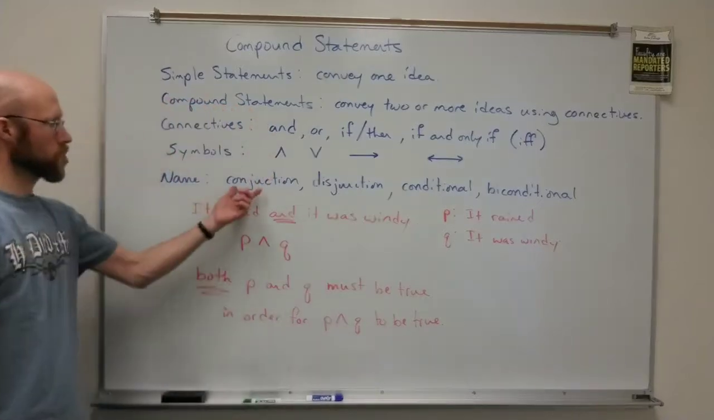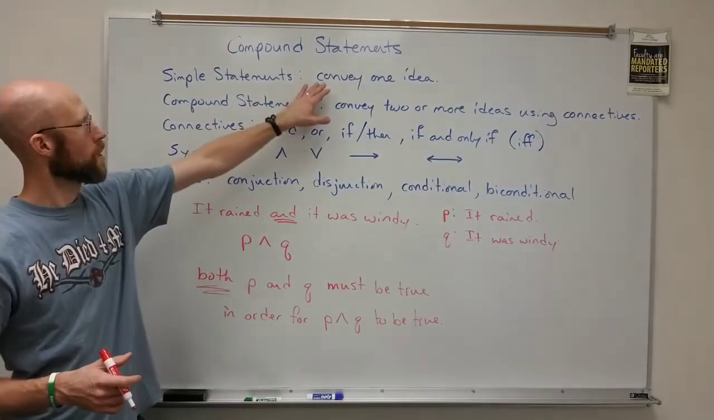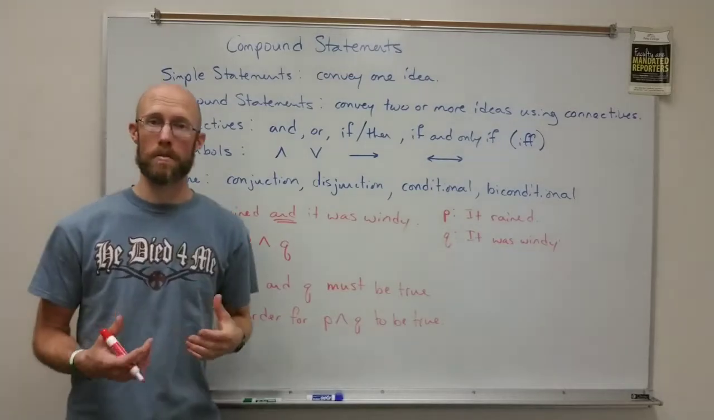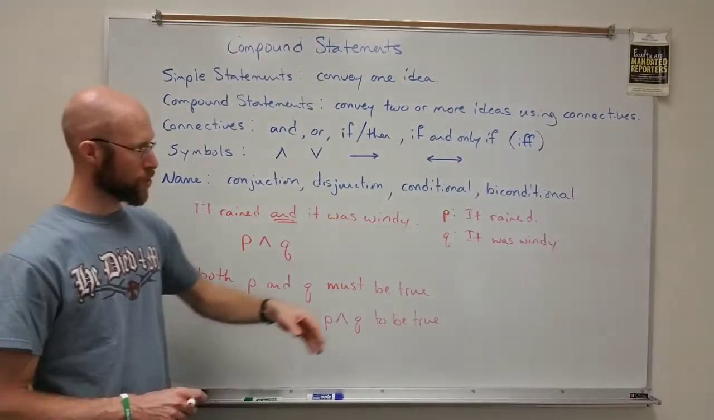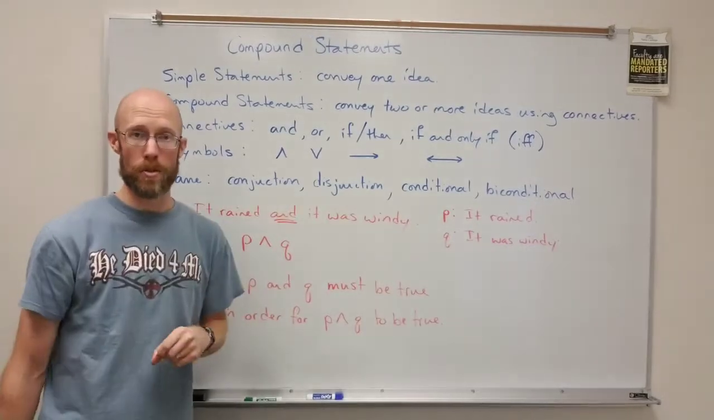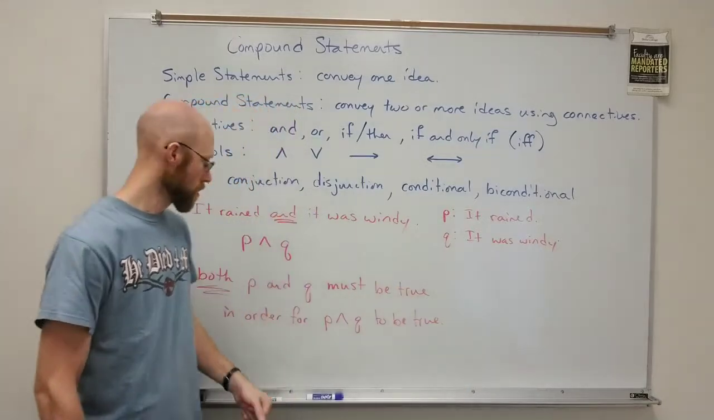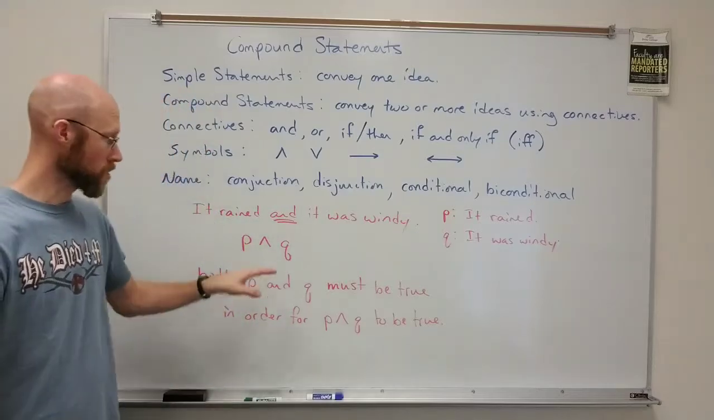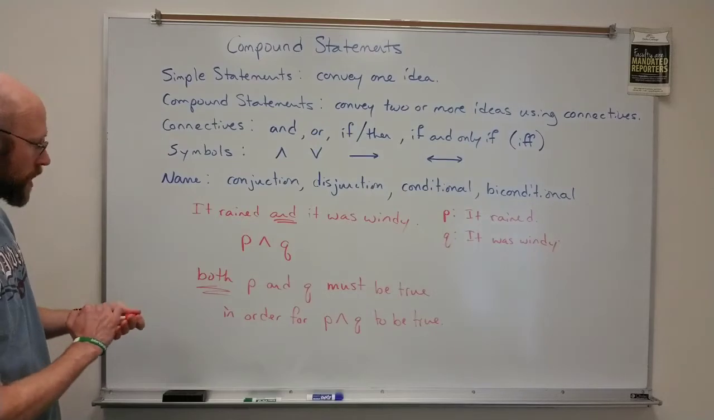Okay, so with a conjunction, both simple statements must be true in order for the compound statement to be true. If it was true that it rained outside and it was true that it was windy, then the compound statement would be true. However, if one of them was false, or if both of them were false, then the and statement would also be false. It only takes one to be false for the whole thing to be false. So that's the idea of a conjunction.